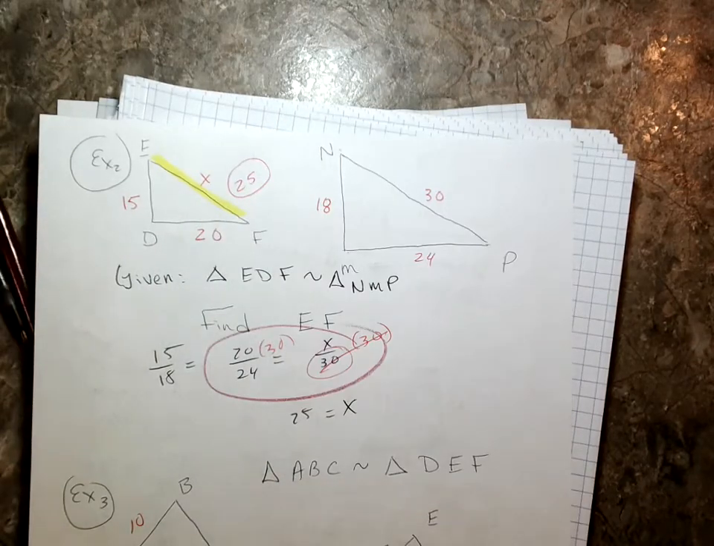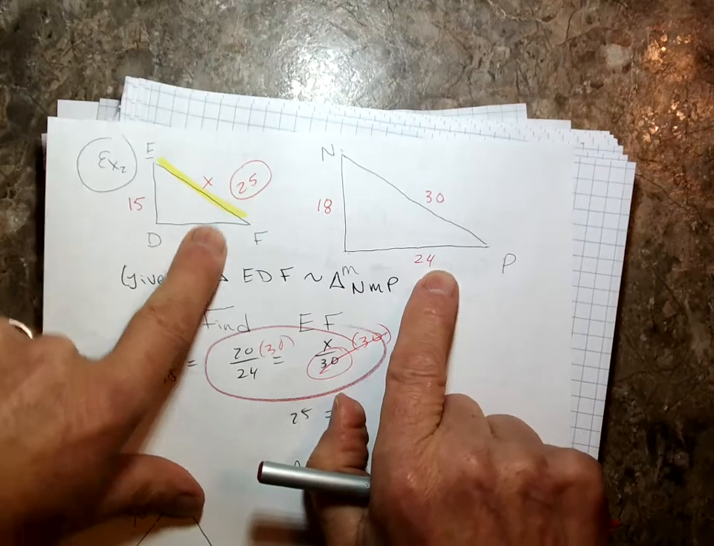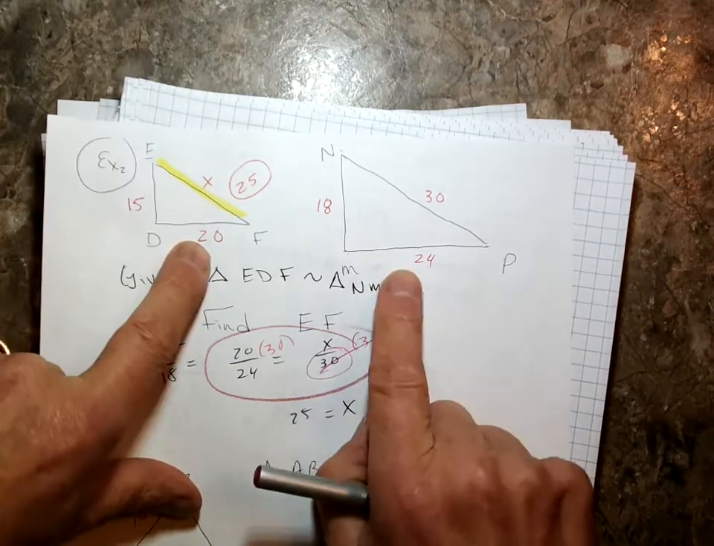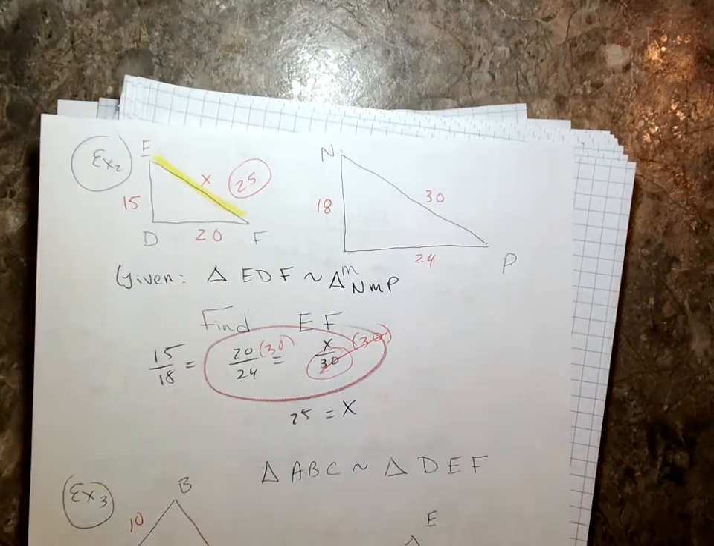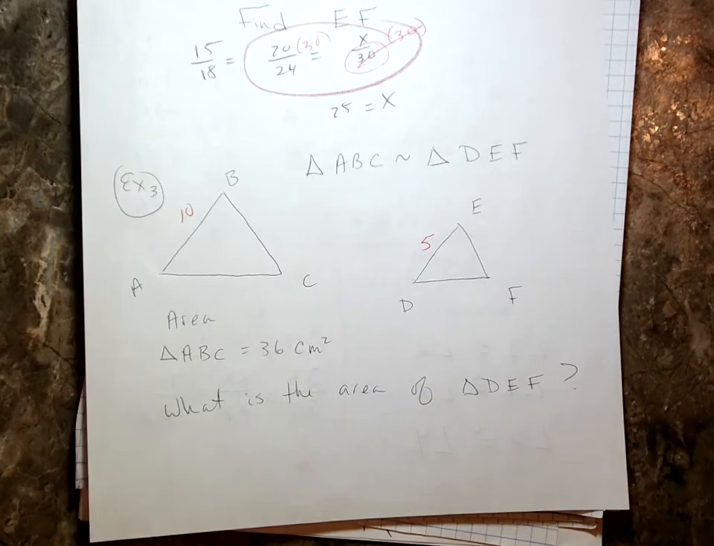So if they are similar, you can set up proportions to solve for a missing side. You set up fractions, this to this, this to this, this to this. Okay. Now, last example. We're given they're similar, and it seems like this one's half the size.